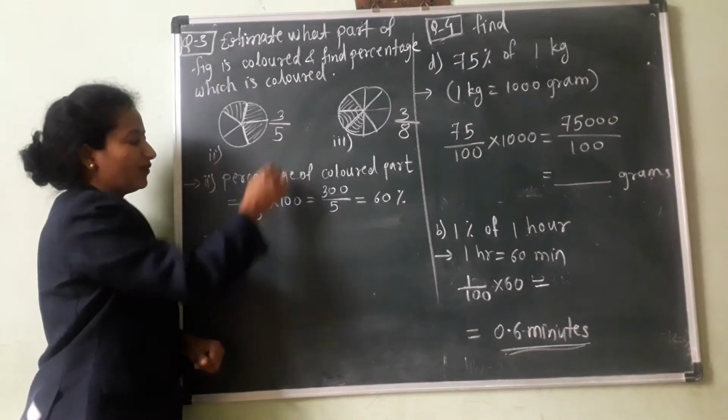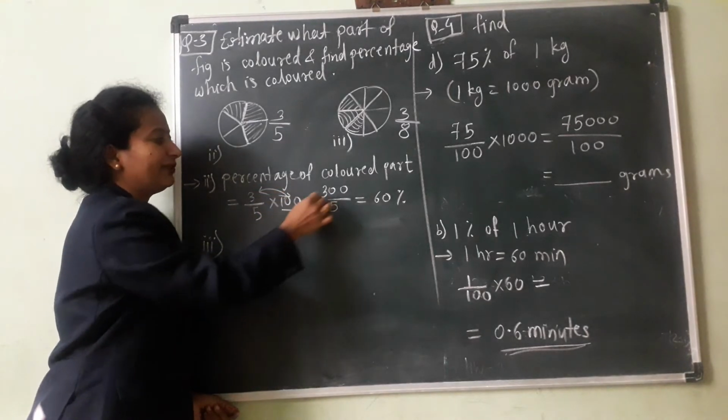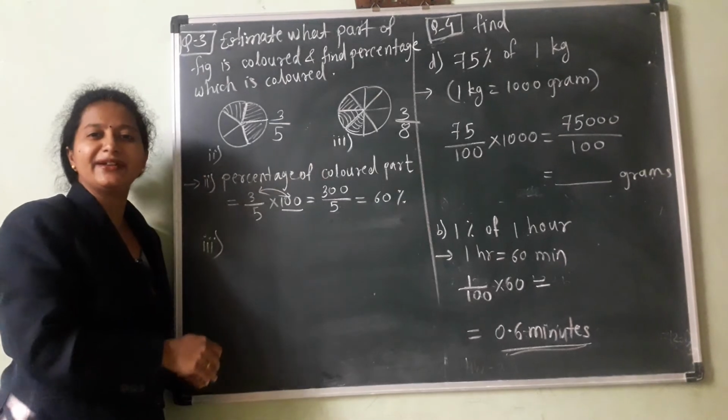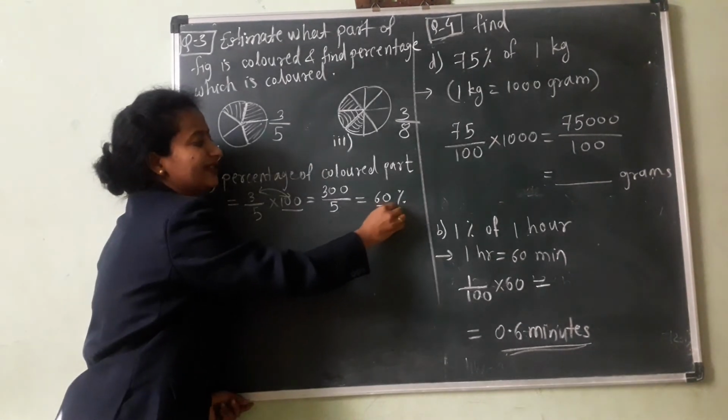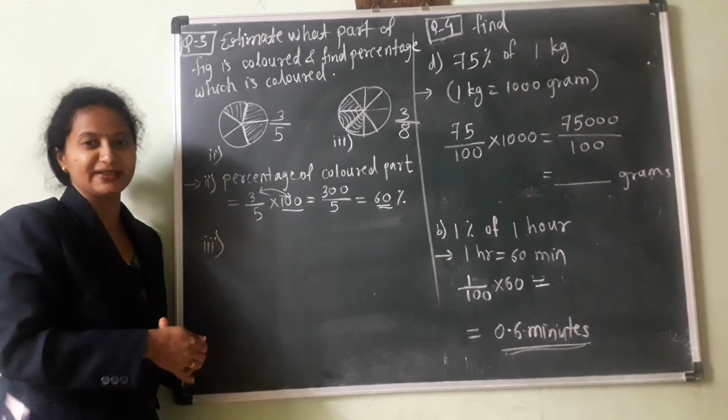So for the second one, it's 3 upon 5 multiplied by what? 100. 100 multiplied by 3 will be 300 upon 5. When you divide 300 by 5, you will get 60 as the answer, and put the percentage sign because we have to find the colored part in percentage.